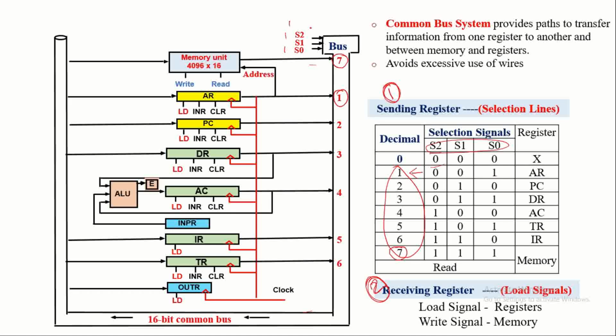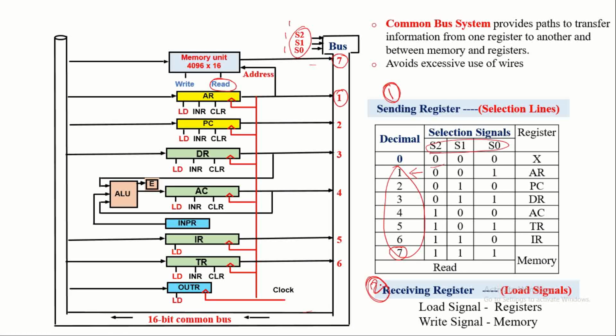For the memory unit, along with selection signals, its read signal also needs to be enabled. Only when the read signal is enabled and the selection signal values are set to 111 can the memory unit transfer its information over the common bus. So just assume that by setting the selection signal values, one of the registers or the memory unit has transferred its information and it is passing over the common bus.